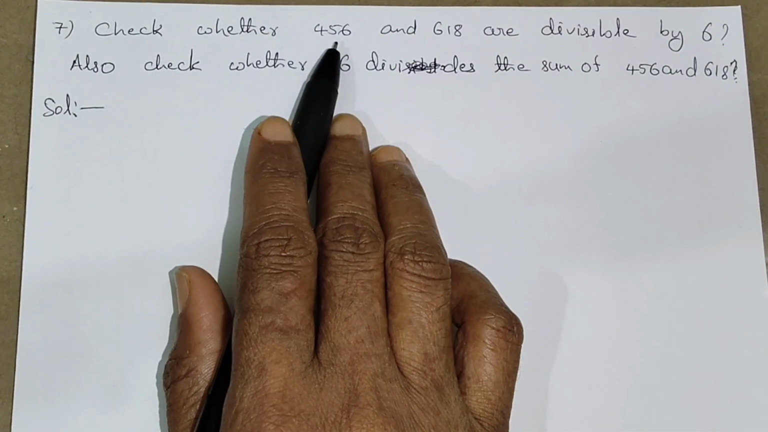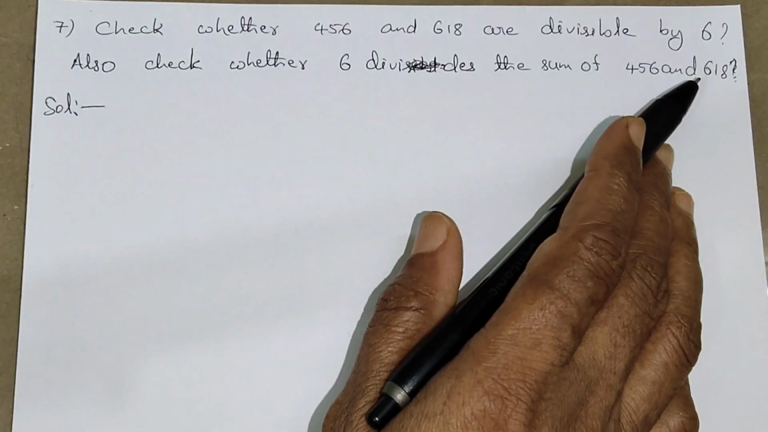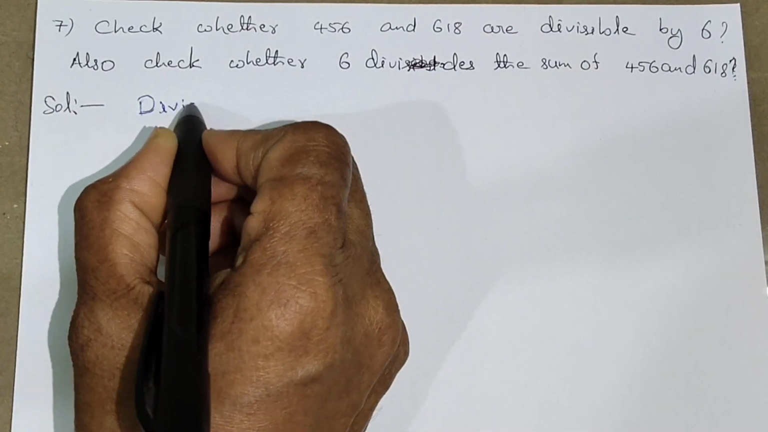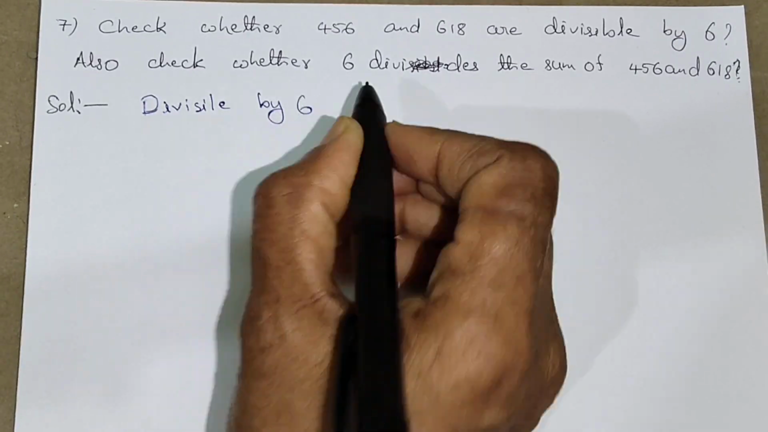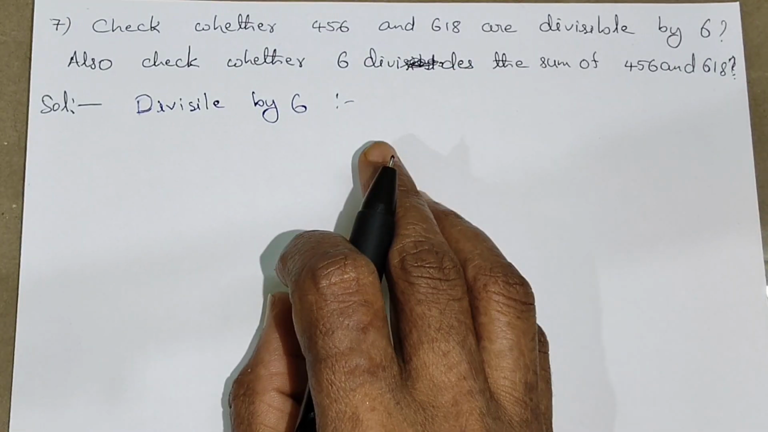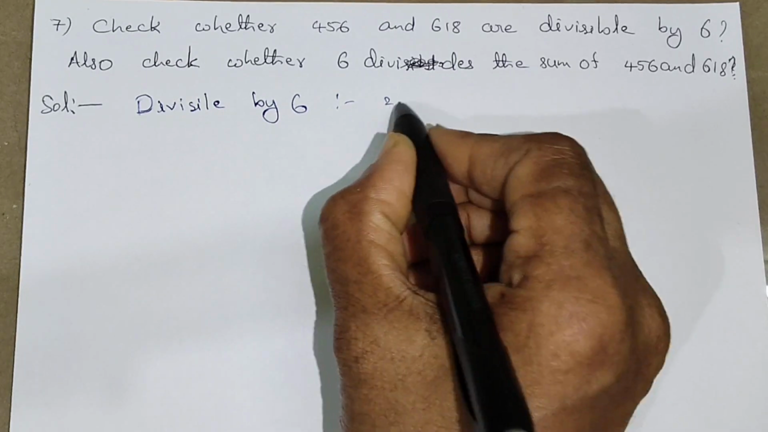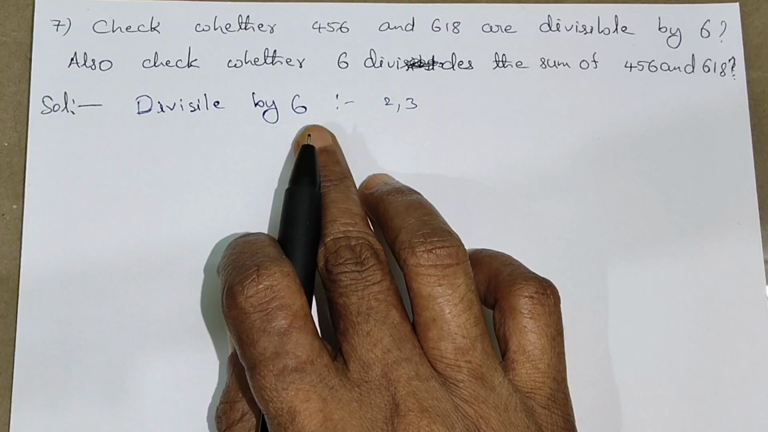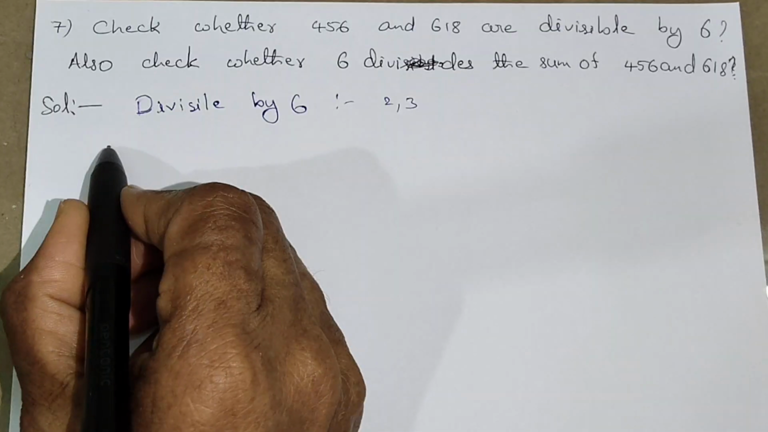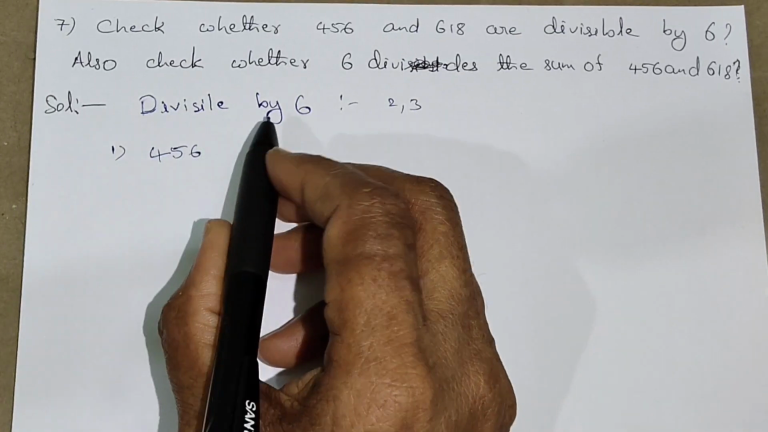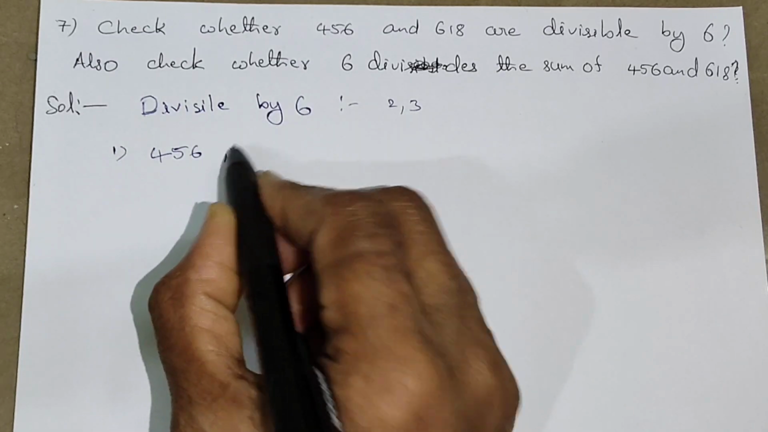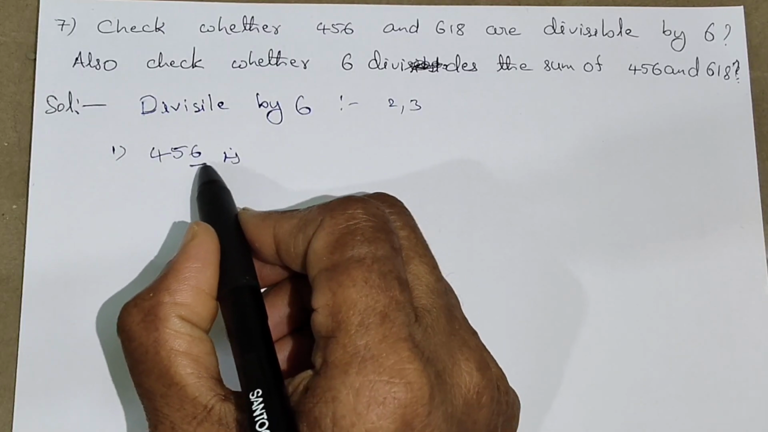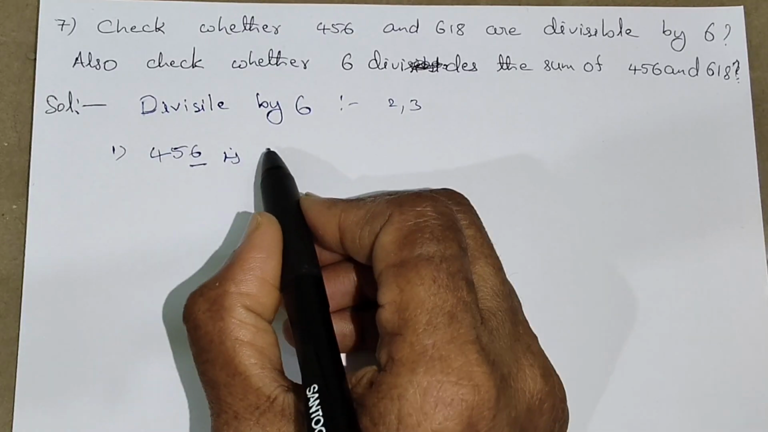Here, check whether 456 and 618 are divisible by 6. Divisible by 6 means, if any number is divisible by 2 and 3, that number is divisible by 6. That is the divisibility rule by 6. So now the first number is 456. First we check whether it is divisible by 2. 456 has units place 6, so this is divisible by 2.